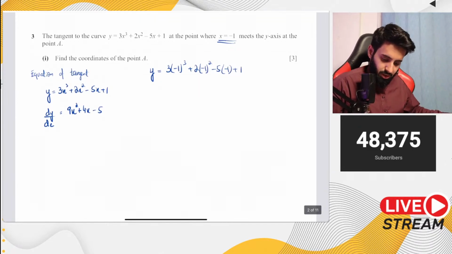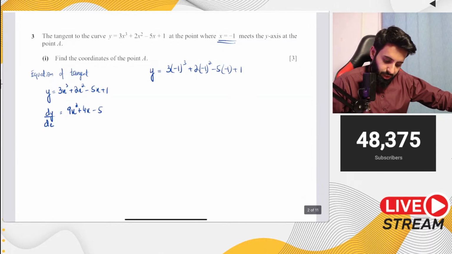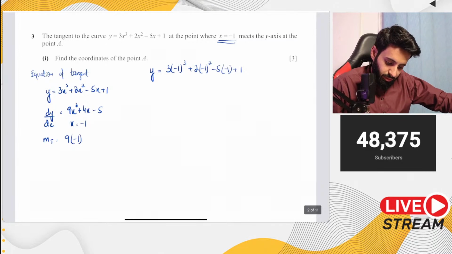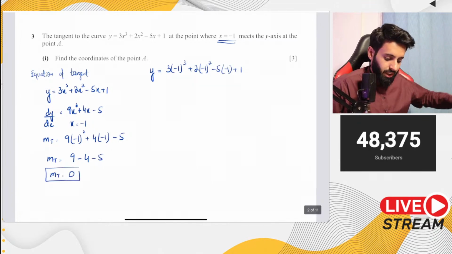3 into 3 is 9. 9x square plus 4x minus 5. Okay, now let's plug in x equals to minus 1. So now if I plug in x equals to minus 1, 9 into minus 1 squared plus 4 into minus 1 minus 5. Okay, let's see what do we get. So we get 9 minus 4 minus 5. Okay, that's interesting. That means that the gradient of the tangent is equals to 0.